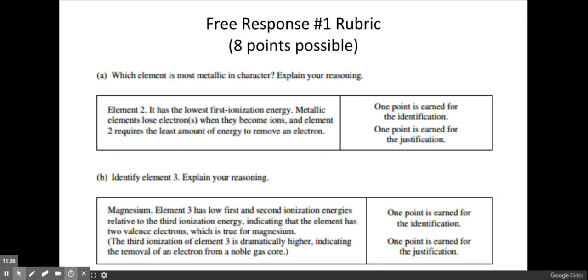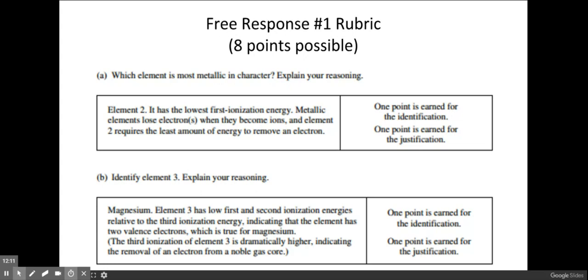Okay, so the answer to A is element 2, which has the most metallic character. It has the lowest first ionization energy, and metallic elements lose electrons when they become ions. Element 2 requires the least amount of energy to remove an electron. You can also see from successive ionization energies that it has only one valence electron. Notice you get 1 point for identifying that element 2 is the answer, and also 1 point for talking about those ionization energies.